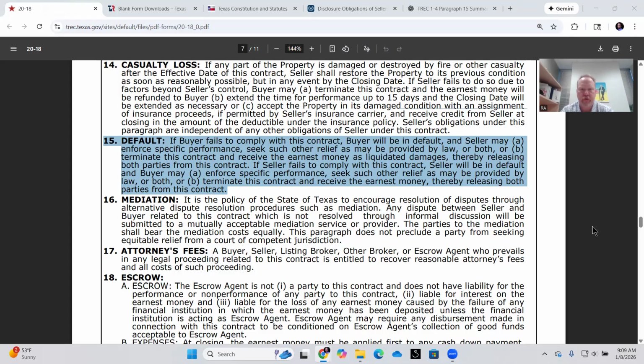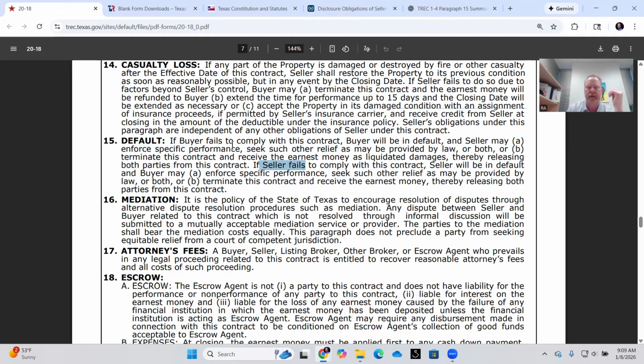1 to 4 family contract, paragraph 15, default. This paragraph is what's referenced throughout the entire contract. If a party is in default, reference paragraph 15. What does default mean? So let's go through this.